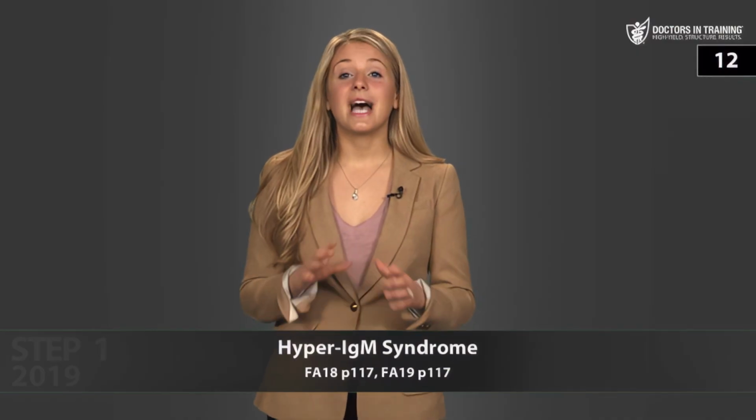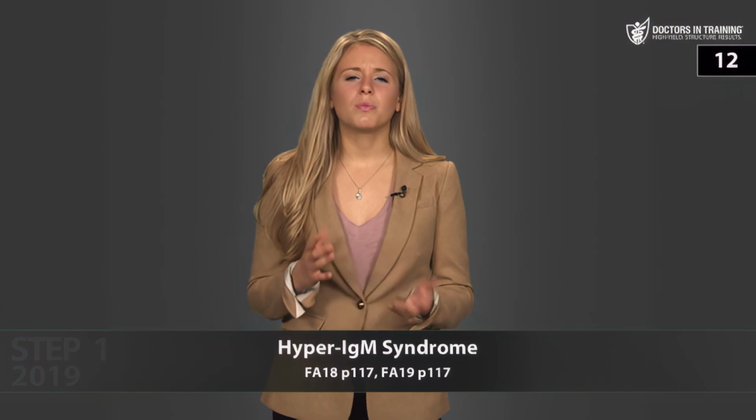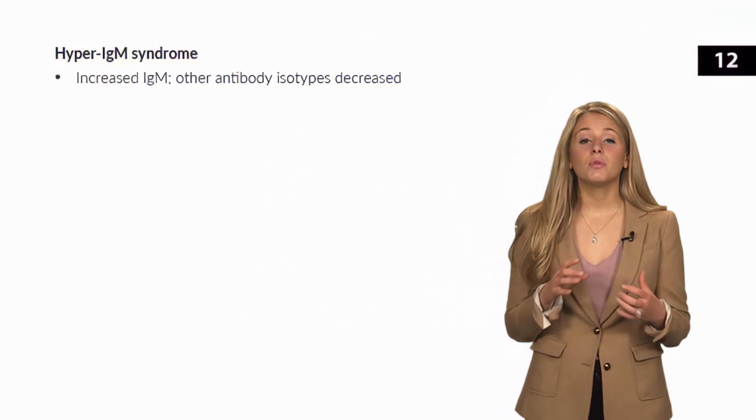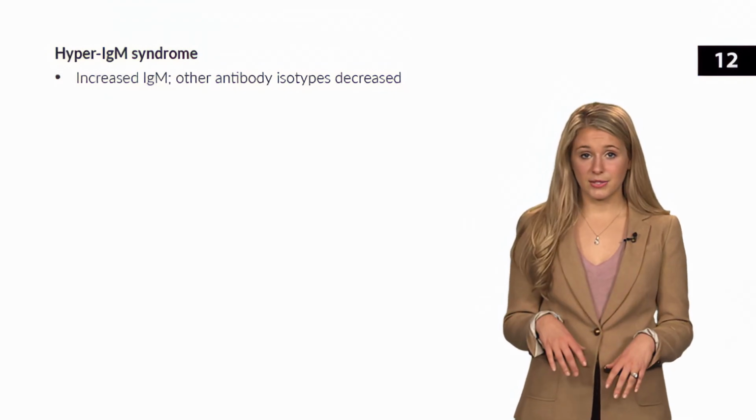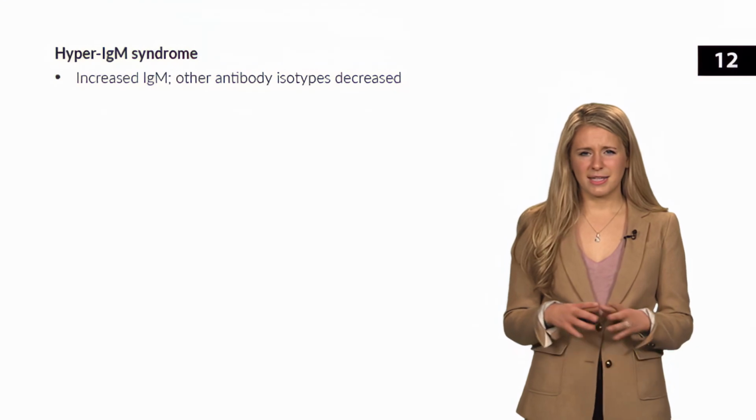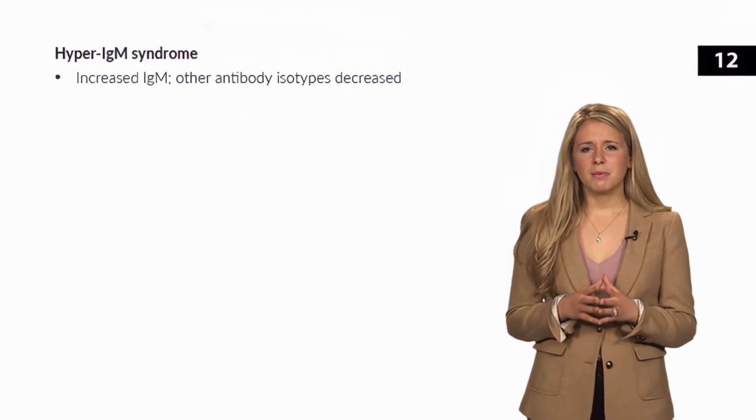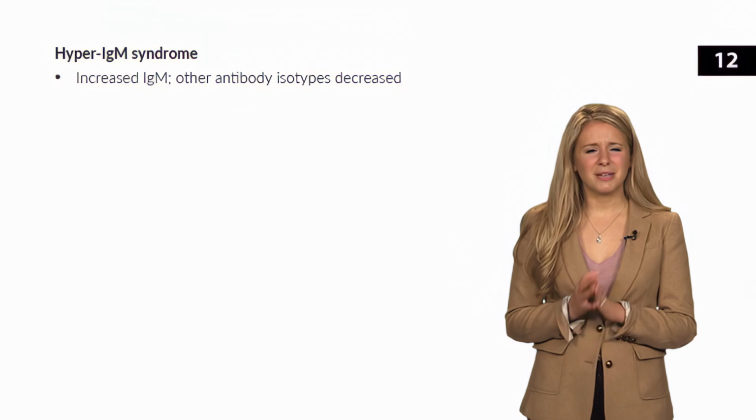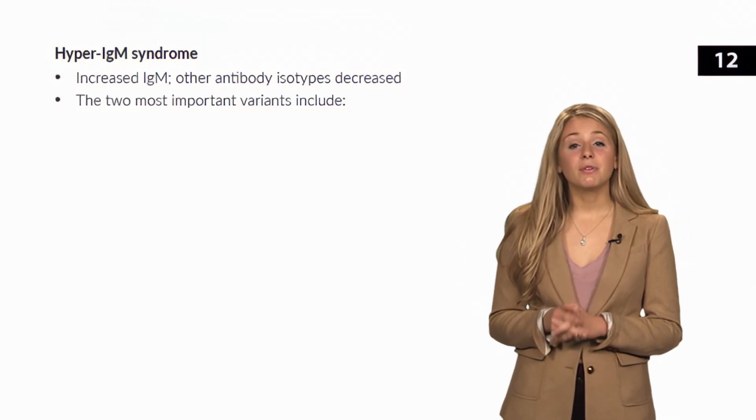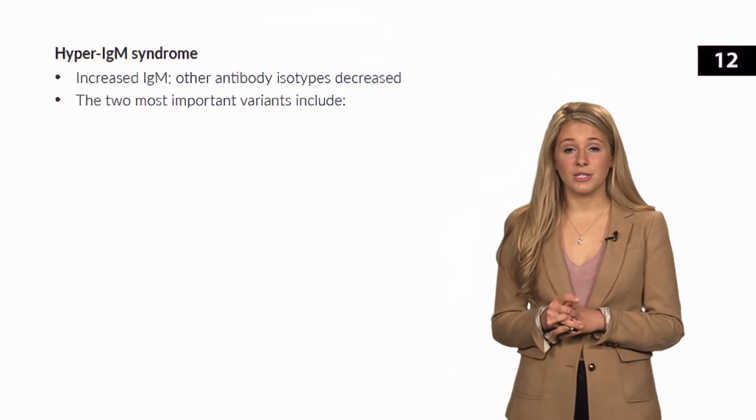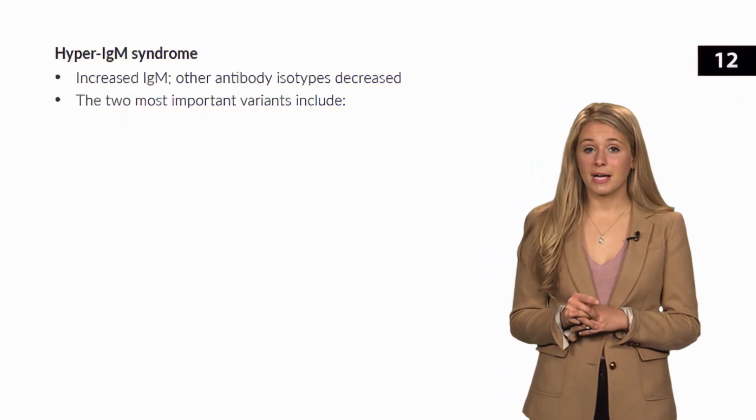And the last one is hyper-IgM syndrome, which is one of the lower yield topics. With hyper-IgM syndrome, you have too much production of IgM, but decreased production of the other antibody isotypes. But stop and think. If this is a problem with immunoglobulins, wouldn't that actually make it a B-cell disorder? Actually, there are several different genetic defects that result in this phenotype and different inheritance patterns.